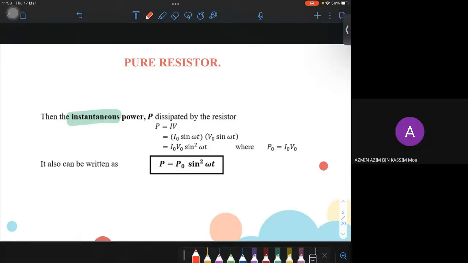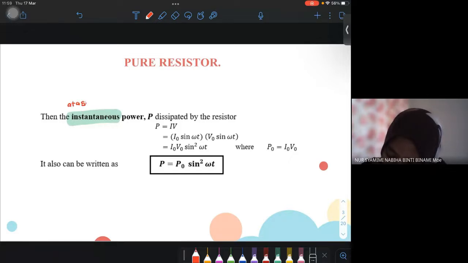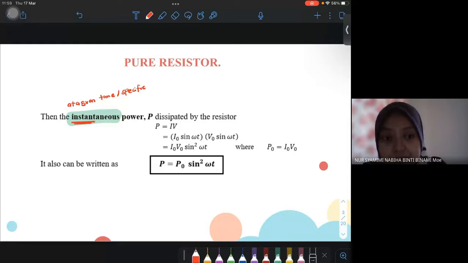This is something about rate of change. Kamu dengar tak suara saya? Rate of change. Okay. So dia related to rate of change. So kalau instantaneous, dia rate of change kan time kan. So dia ialah at a given time ataupun specific time. Sebab instant, at that instant. So instantaneous power ialah power at a given time.